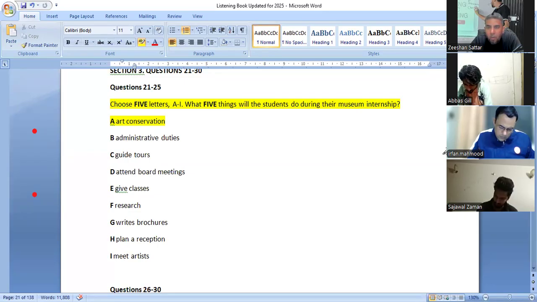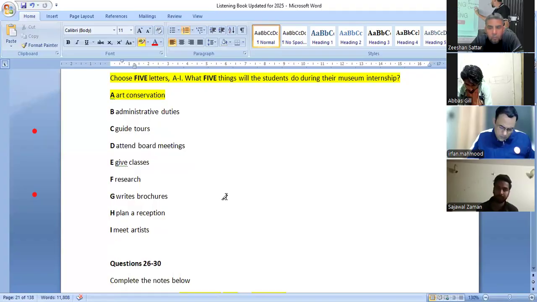Section 3. You will hear a museum director talking to several student interns, explaining their internship duties at the museum. First, you have some time to look at questions 21 to 25 on page 165. So which 5 things students have to do during the museum internship programs? 9 works are given. इन 9 में से कौन से 5 से करेक्ट आंसर है? That what you have to work on. मैं ये क्वेश्चन पहले करवा चुका हूँ.